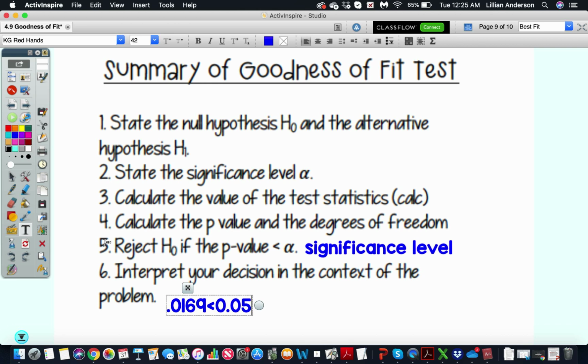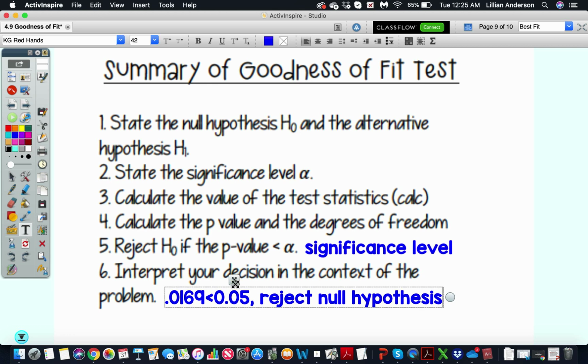And since 0.0169 is less than 0.05, then that means that we would reject our null hypothesis. Okay? So what that basically means is that if we reject our null hypothesis, which was basically saying that each of our rolls should show up 1/6 of the time, then that basically means that there isn't.